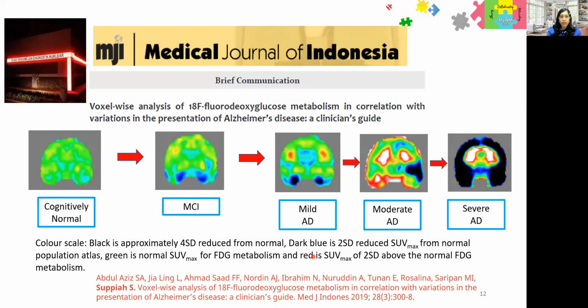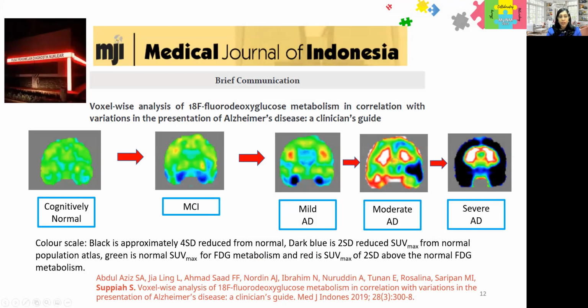A study that I conducted with my collaborators at the Center for Diagnostic Nuclear Imaging in Universiti Putra Malaysia is a voxel-wise analysis of 18F-FDG metabolism in correlation with various presentations of Alzheimer's disease and the Alzheimer's disease continuum.